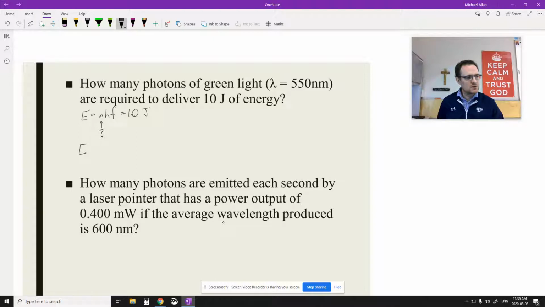So if I look at just one photon, I'm just going to do the math for one photon here, which is just going to be hc over lambda. I'm not going to use the hf version. And this is in joules, so I am going to have to use the 6.63 number. 3 times 10 to the 8 divided by 550 times 10 to the negative 9. So I'm going to type this in really quickly here.